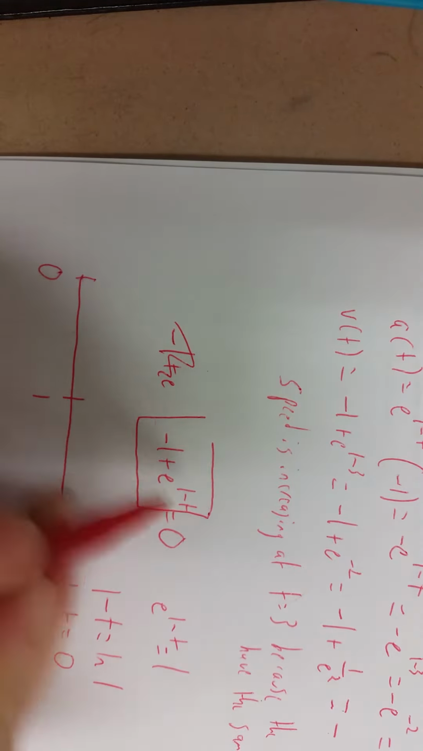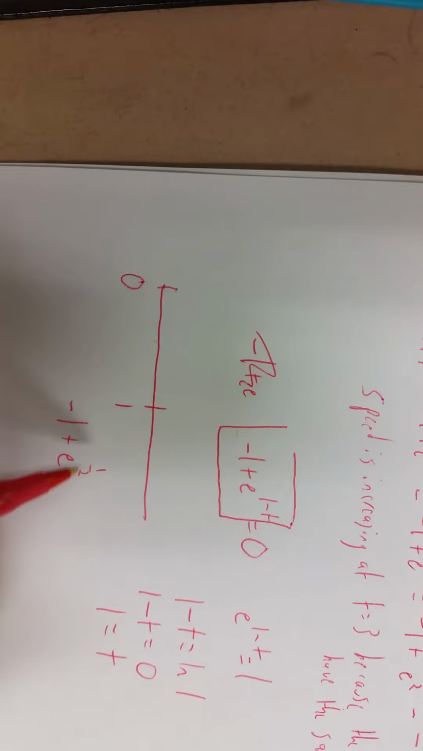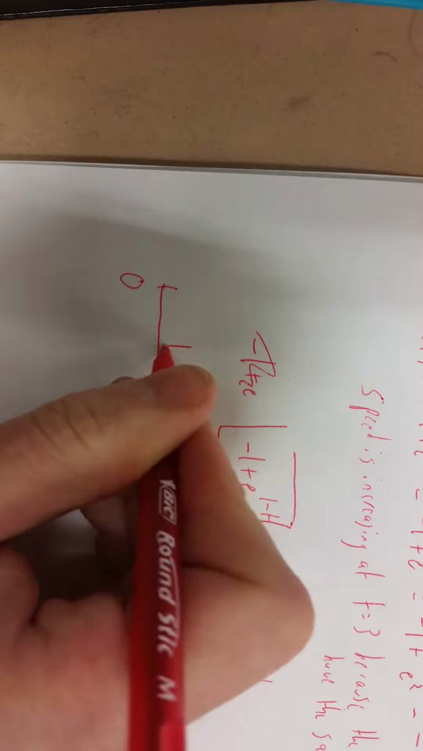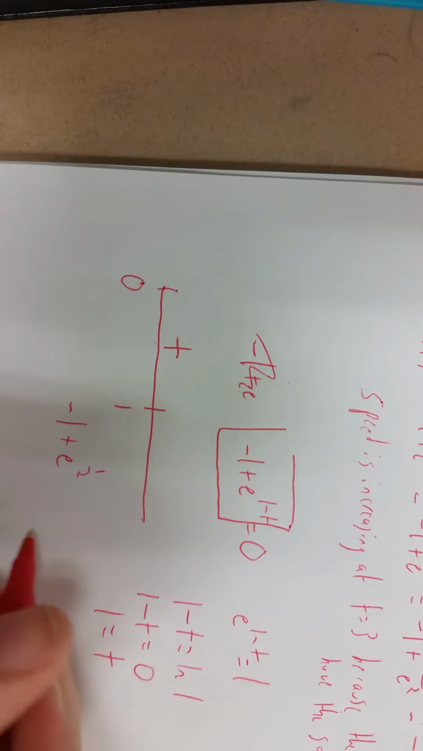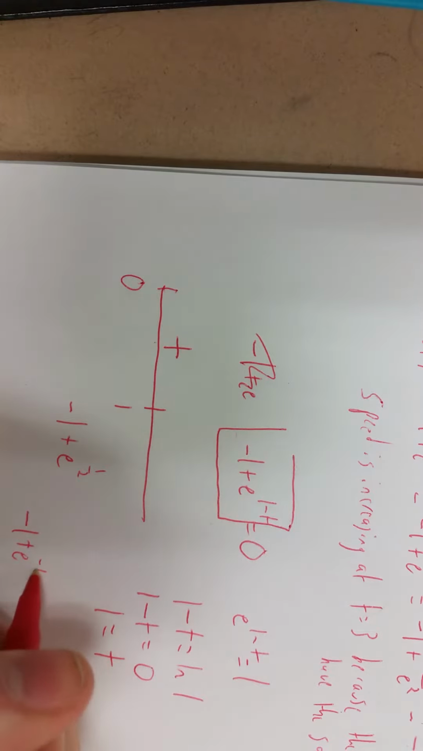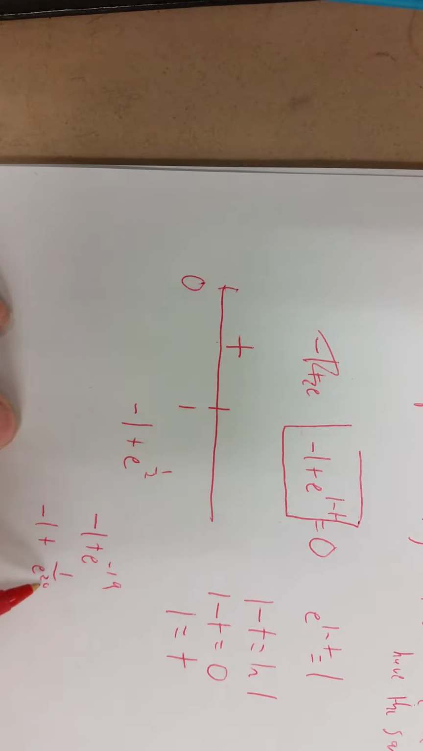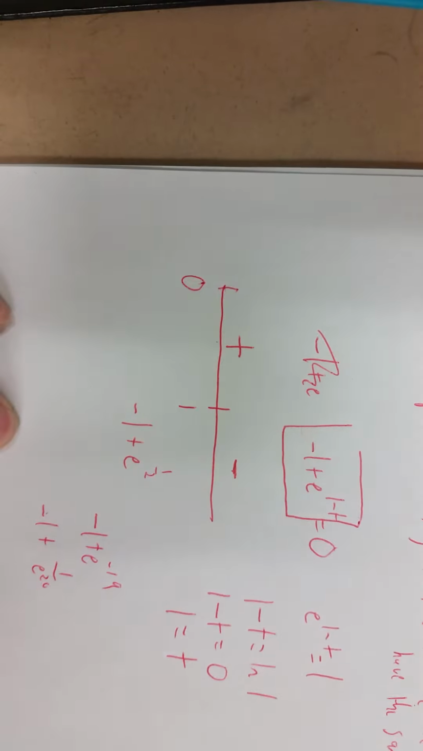If I plug in 1/2, I get negative 1 plus e to the 1/2, the square root of e. e is about 3, so that's 1.6, 1.7, or something like that. That's totally going to be positive. I'm going to plug something else in. Let's plug in like 20. This becomes negative 1 plus e to the negative 19, otherwise known as negative 1 plus 1 over e to the 19th. You can see that this is really, really small. So this is negative. So that's negative right there.